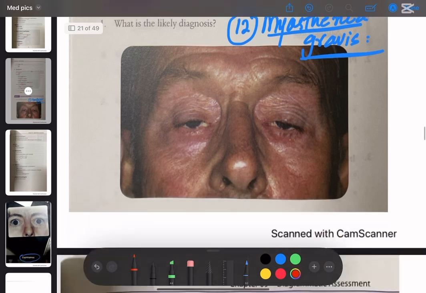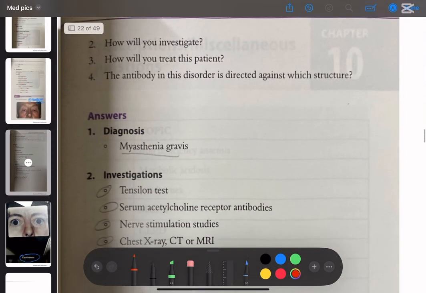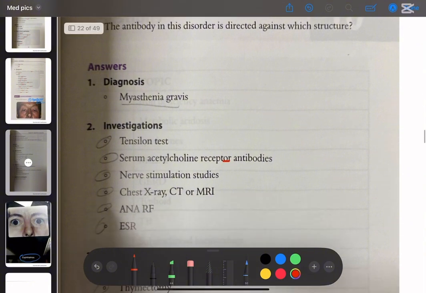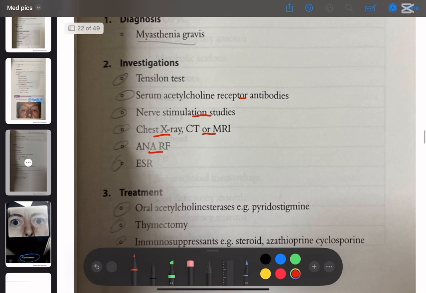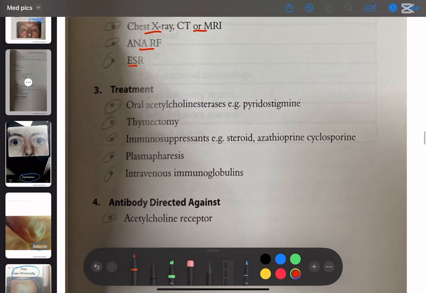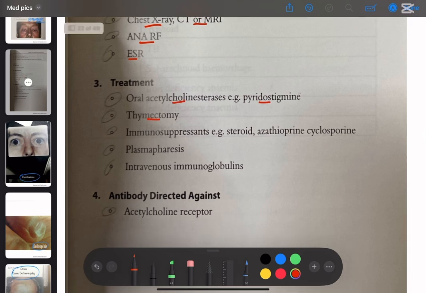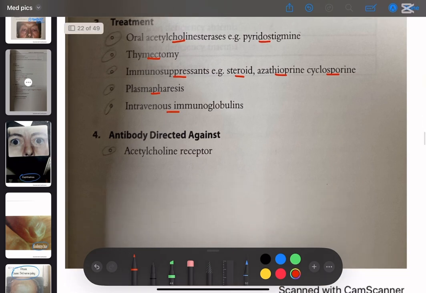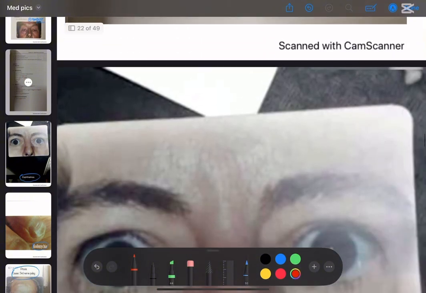This is myasthenia gravis. We have discussed the case already. The investigations are the Tensilon test and serum acetylcholine receptor antibodies, nerve stimulation studies, chest X-ray and CT or MRI, and ANA and rheumatoid factor. ESR is also done. Now the treatment options are oral acetylcholinesterase inhibitors, for example, pyridostigmine. Thymectomy is done. Immunosuppressants, for example, steroids, azathioprine and cyclosporine, are given. Plasmapheresis is done and intravenous immunoglobulins are given. The antibodies are directed against acetylcholine receptors.